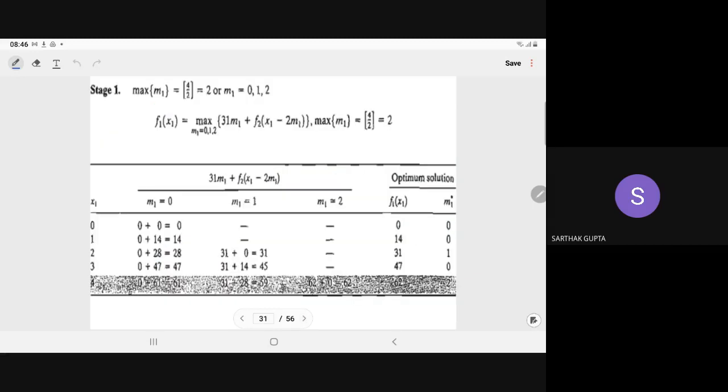Now, in the stage 1, what are the unit weight? Unit weight is 1 ton. Total weight, 4 ton. It means M1 can be 4 upon 1, that is the 4. Okay. W1 is 2 ton and capital W is the 4 ton. So maximum number of items you can allocate will be the greatest integer of 4 upon 2. So it is the 2, so 0, 1, 2 only.